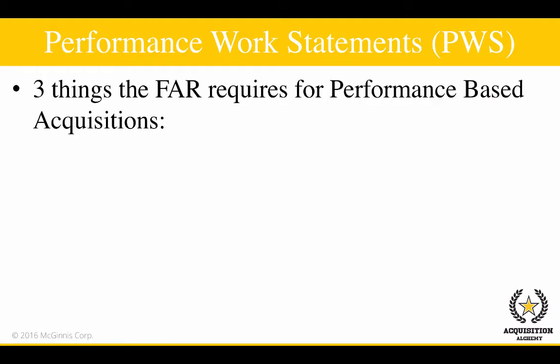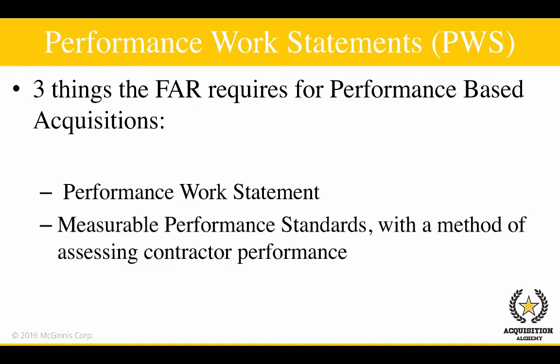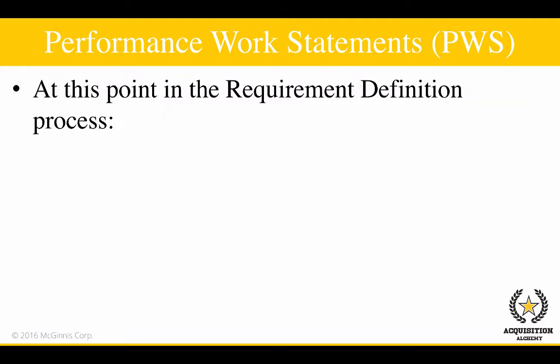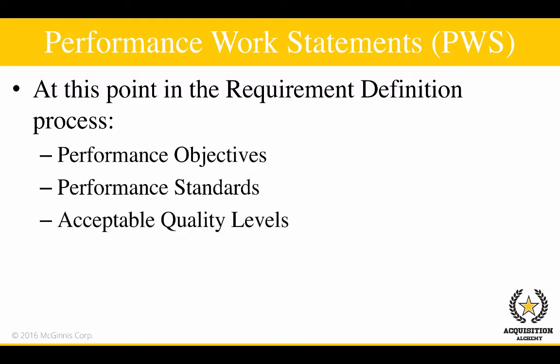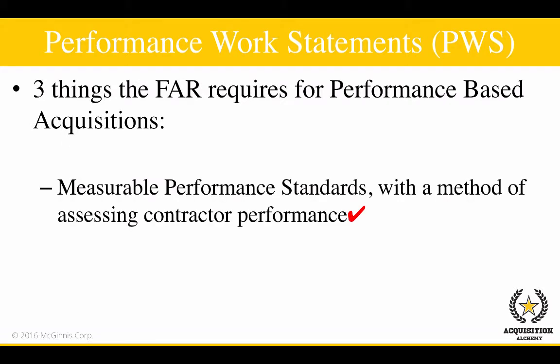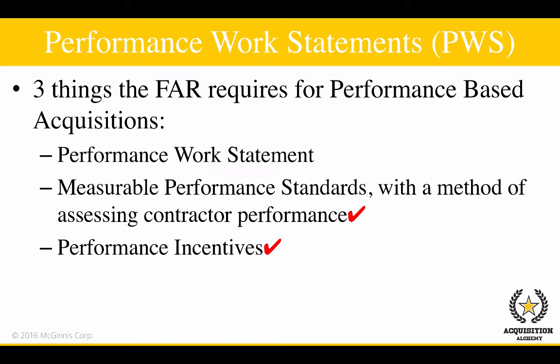If you recall, there are 3 things the FAR requires for performance-based acquisitions: a performance work statement, measurable performance standards with a method of assessing contractor performance, and performance incentives where appropriate. At this point in your requirement definition process, you and your team should have the performance objectives, performance standards, acceptable quality levels, and have a good idea of the surveillance methods which you want to use to assess the contractor's performance. This satisfies having measurable performance standards and methods of assessing the contractor's performance. And in the last training session, we discussed performance incentives. Now, all that's left from this list is the performance work statement, or PWS.